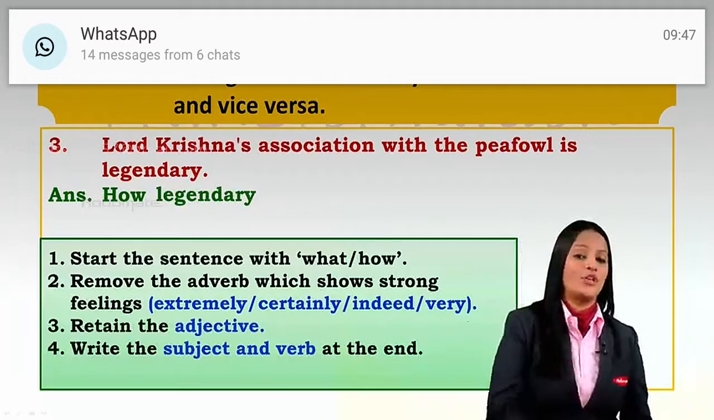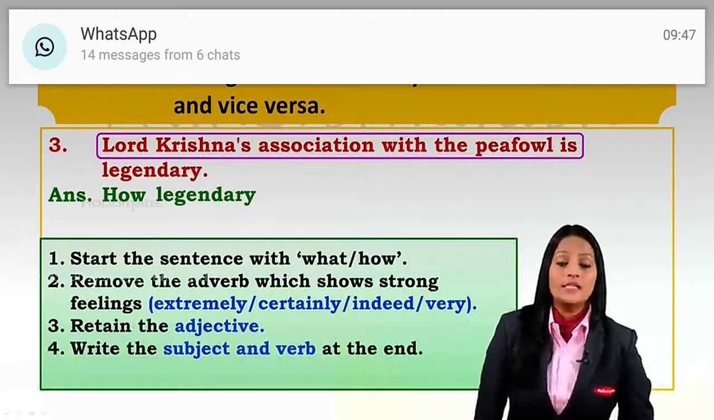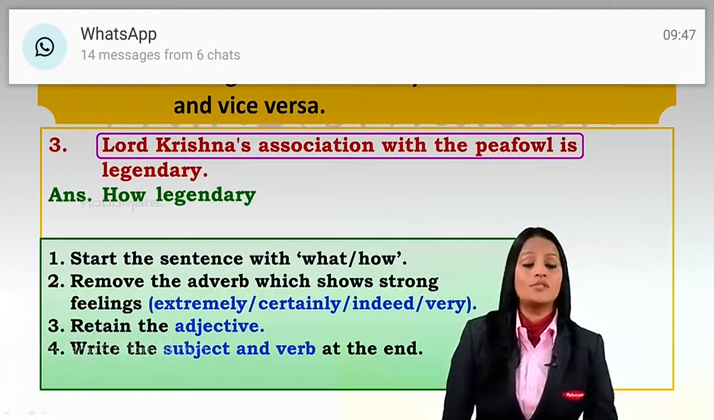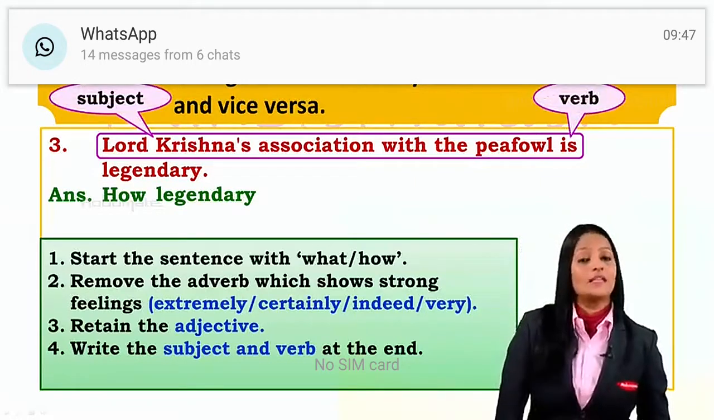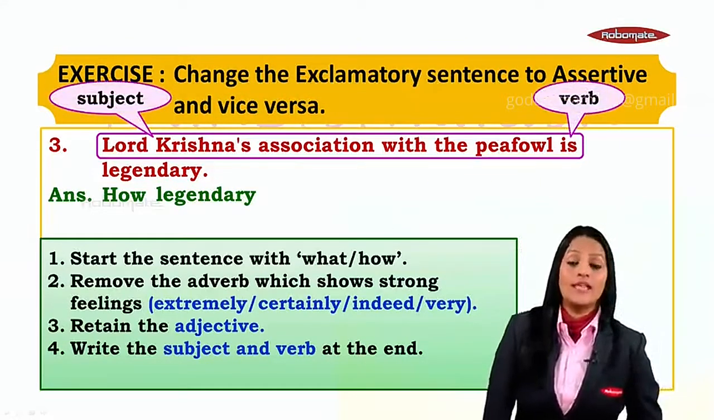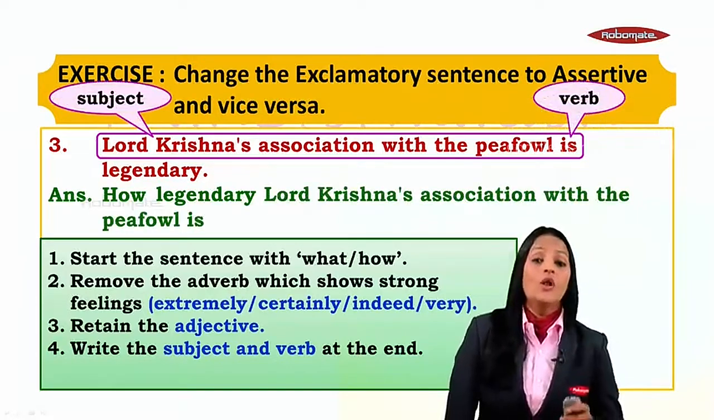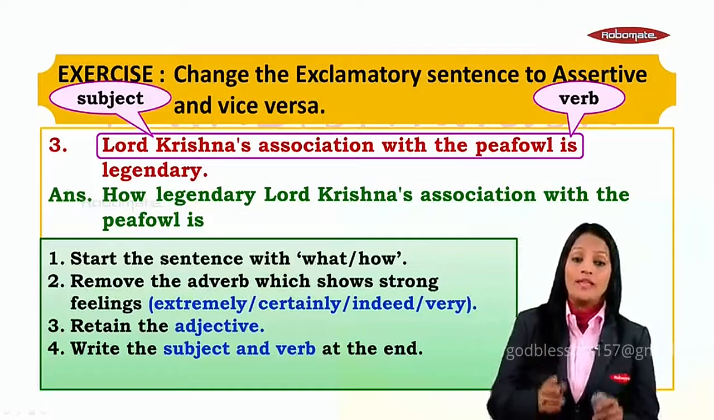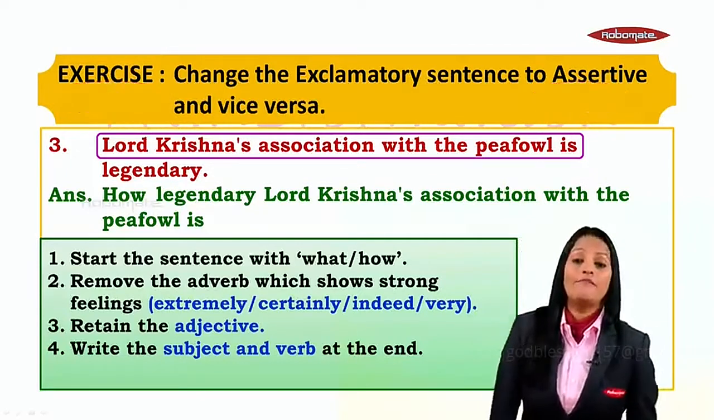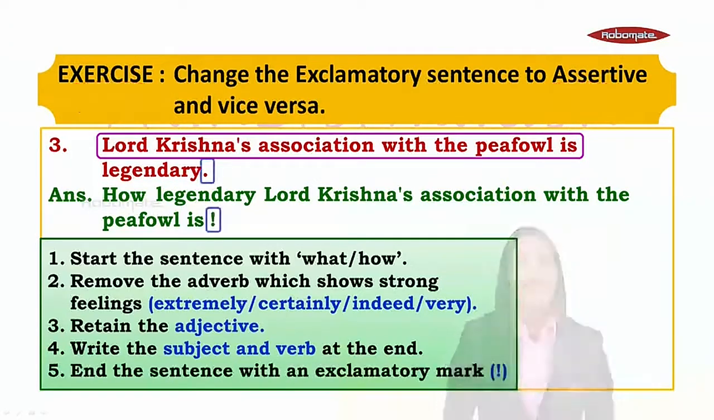Then we add the subject and the verb. Now, in this case, "Lord Krishna's association with the peafowl" is the subject and "is" is the verb. So, we will say, "How legendary Lord Krishna's association with the peafowl is!" So, we end with the subject and the verb, and finally we add an exclamatory mark.